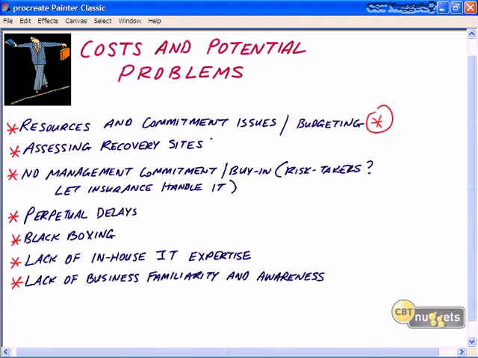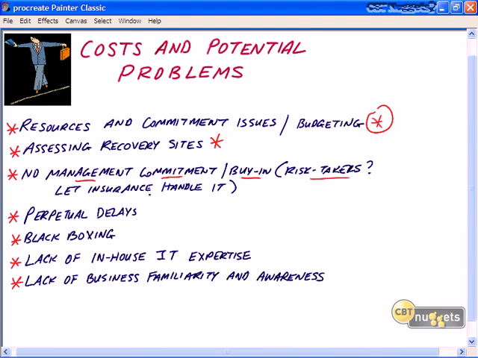There's also problems in assessing the recovery sites themselves. Many times you don't actually get to fully test the recovery site before a disaster strikes, so there is some element of the unknown there. Do you have the ability to 100% assess your hot site or your warm site or your cold site? Or is a lot of this just going to be left to past experience and case studies when a real disaster strikes? There's also the problem that management is not committed to disaster recovery. As we said, some management just want to roll the dice and they're more willing to take risk. Have they completely bought into the strategy, or are they more risk takers?